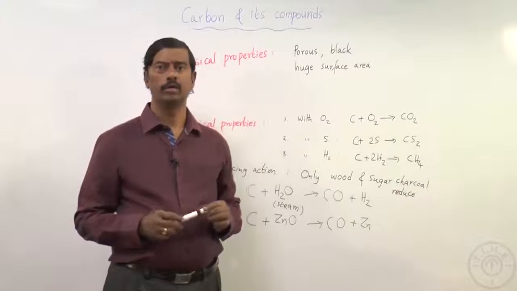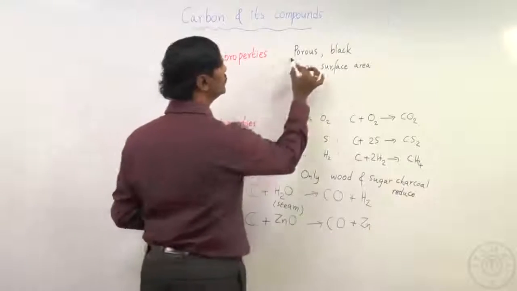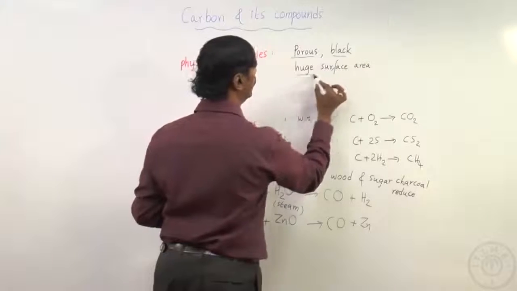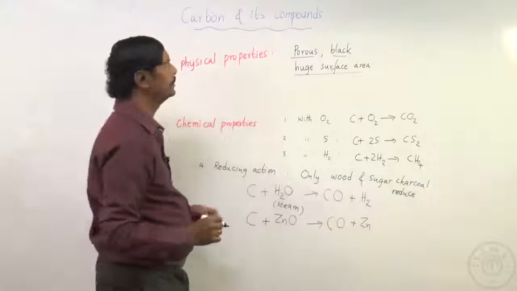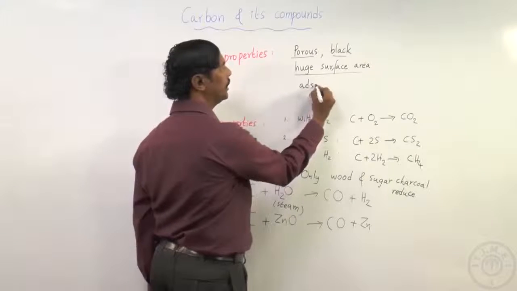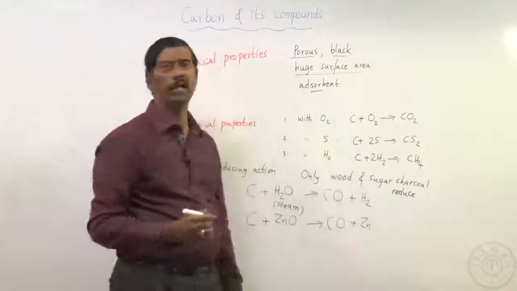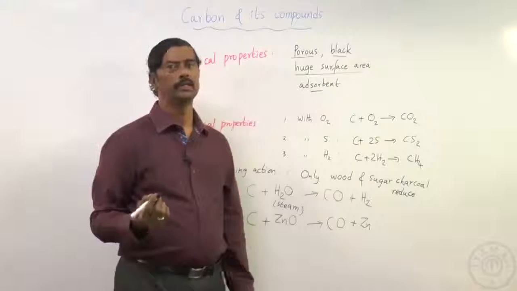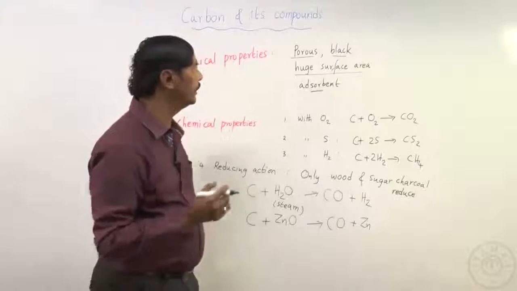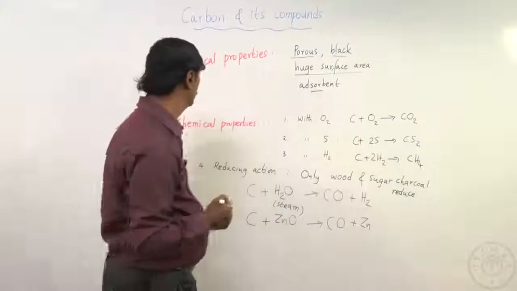Looking at the physical properties of charcoal, as we have already mentioned, charcoal has a good amount of porosity. It is black in color and has a large surface area. This large surface area is responsible for its adsorbing action. So it can function as an adsorbent in removing coloring matter and poisonous substances. For example, it can be used in a gas mask. In the gas mask, it will adsorb all poisonous gases.